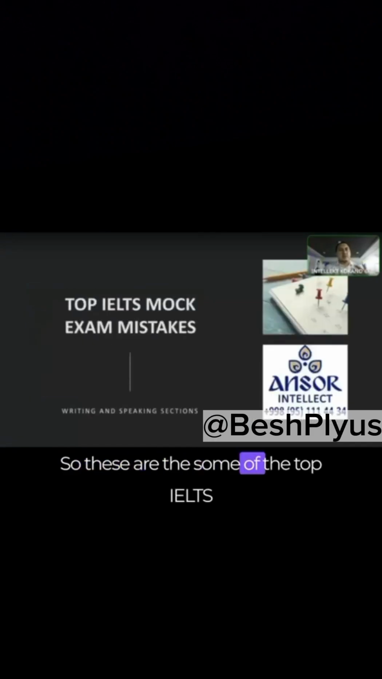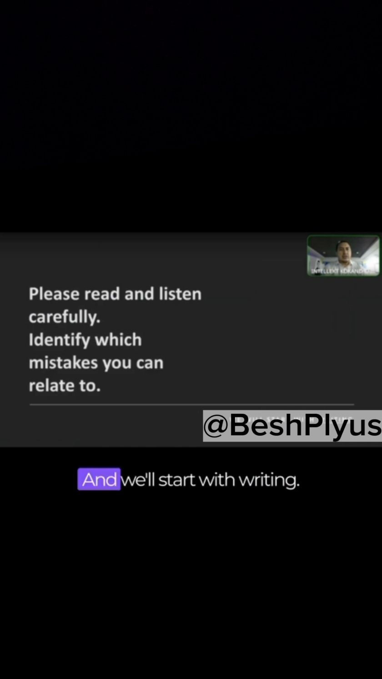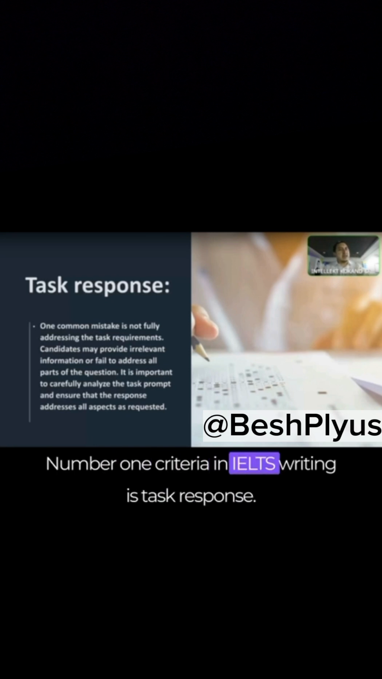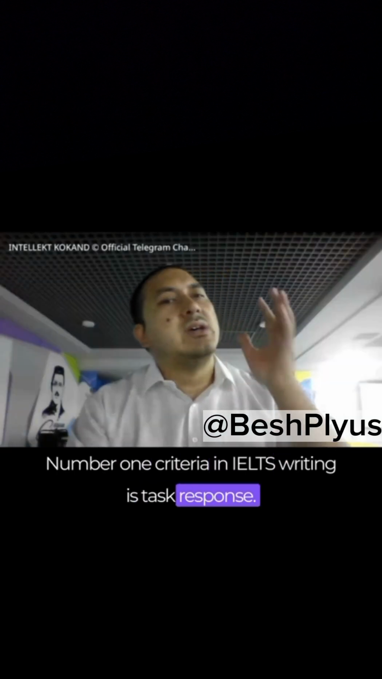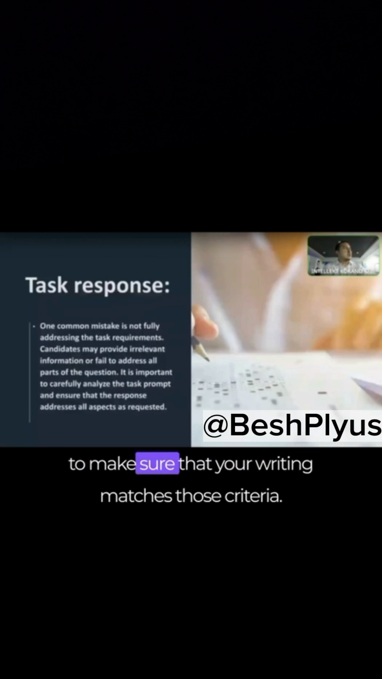So these are some of the top IELTS mock exam mistakes from the writing and speaking sections. And we'll start with writing. Number one, task response. The number one criterion in IELTS writing is task response. In both task 1 and task 2, you need to make sure that your writing matches those criteria.